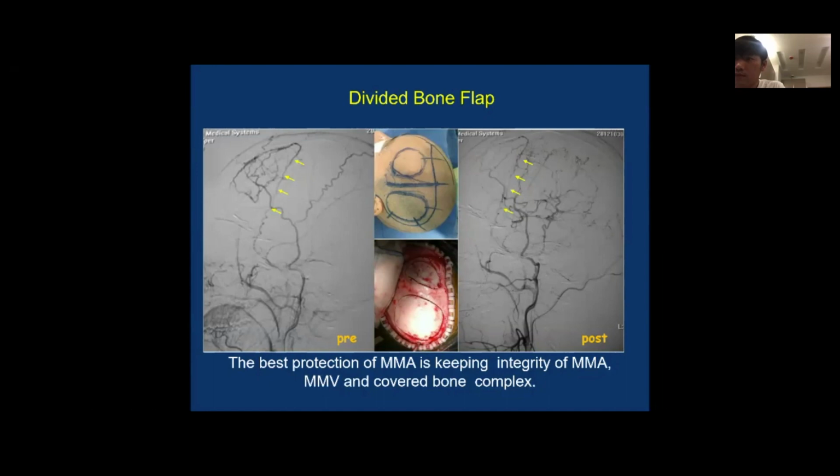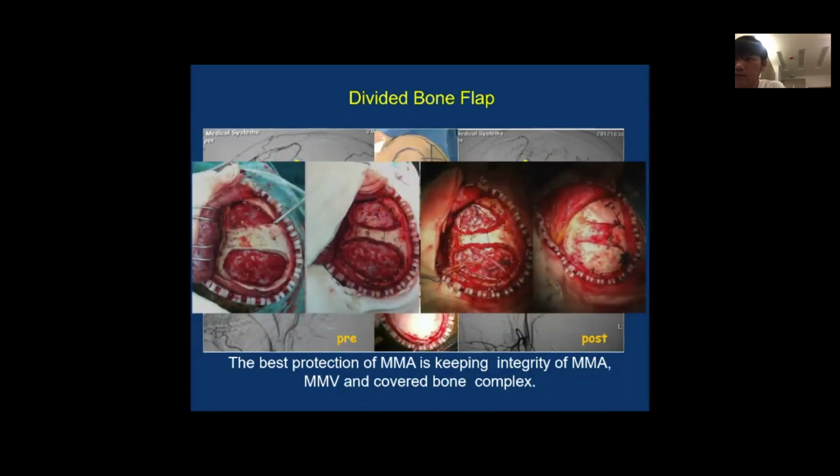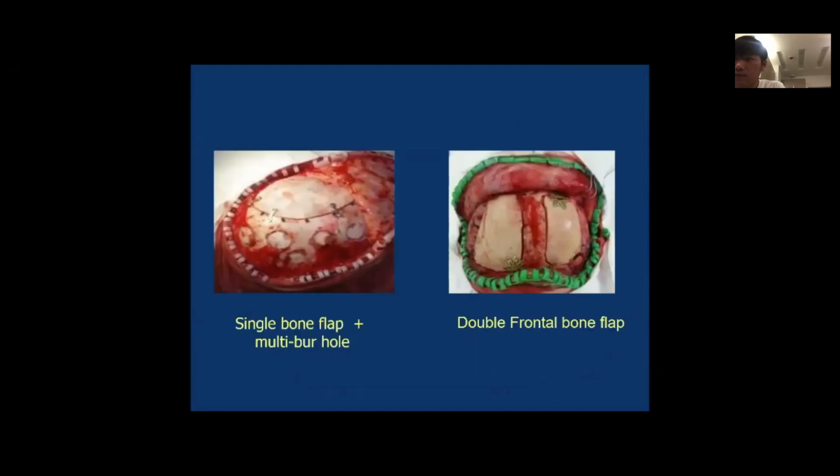So sometimes I do the double window technique. So this is a double window. Sometimes, according to the spontaneous stoma location, we also can use a single bone flap combined with multiple holes, or double frontal bone flaps.